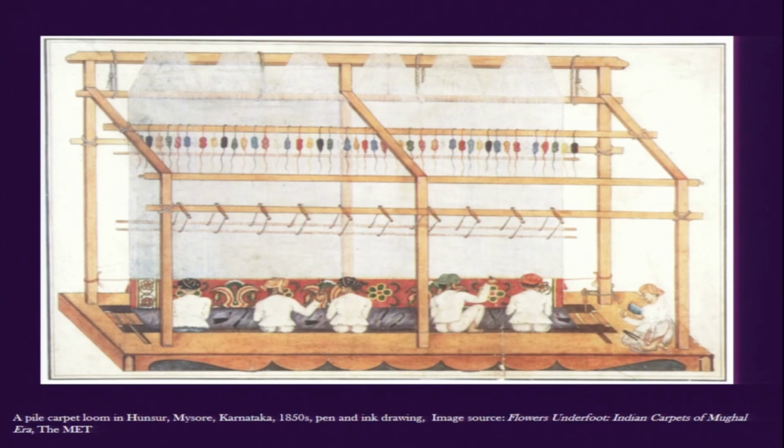So this is a pile carpet loom that we find in the 1850s, and why I wanted to show this image is to show what kind of organization we are talking about when we say carpet weaving. In the earlier modules we have looked into the making of textiles which are on the horizontal plane.